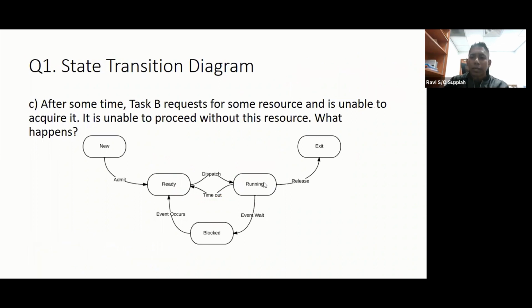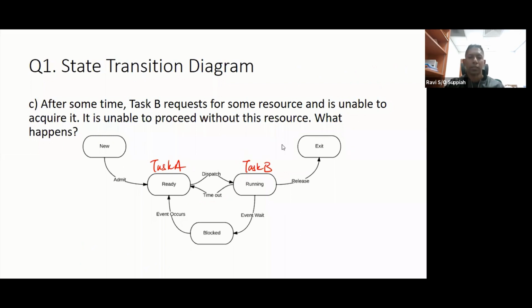Okay, so let's carry on. Currently I have task B in the running state and task A in the ready state. The question asks: task B requests some resource and is unable to acquire it. It is unable to proceed without this resource.